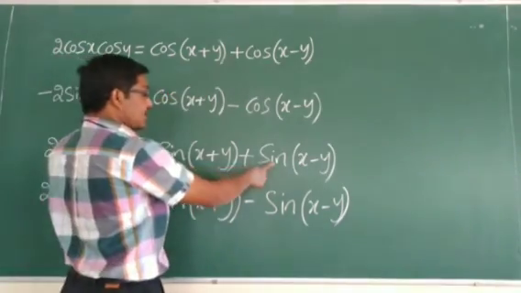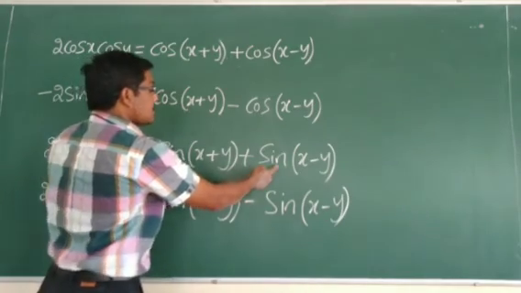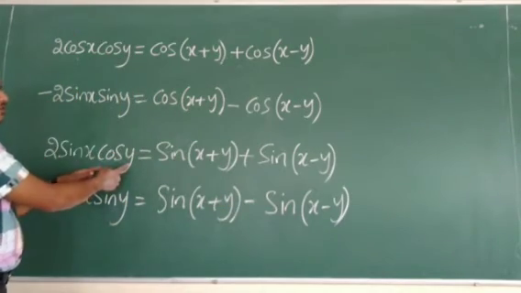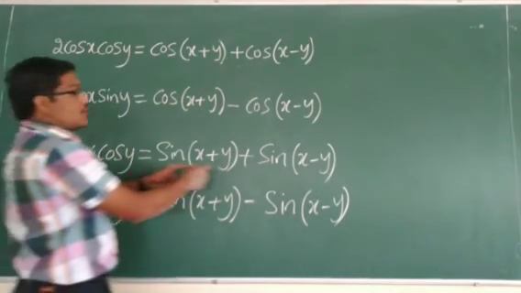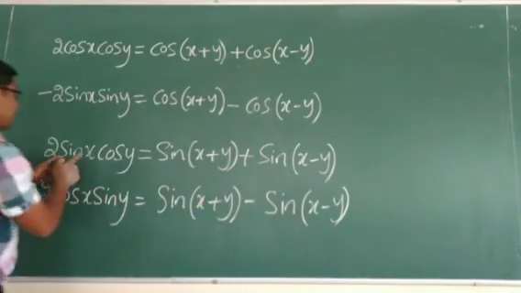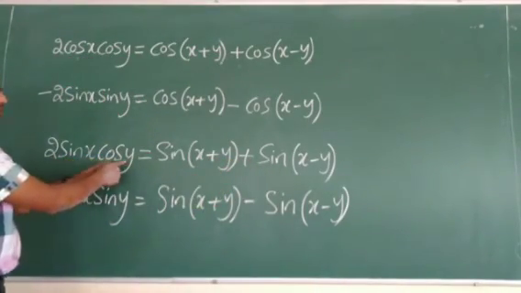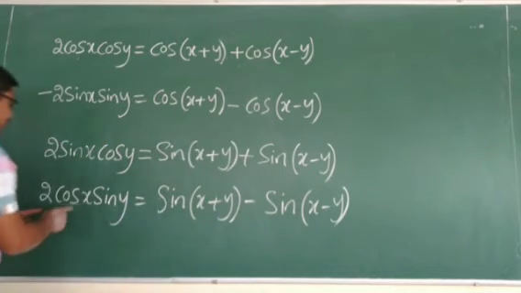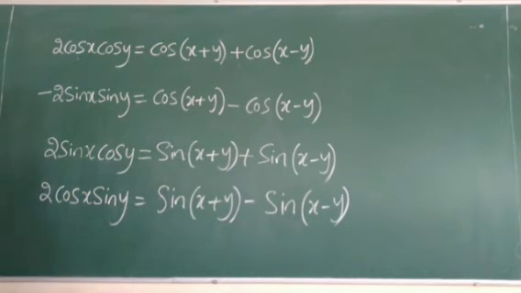And when both are sine, we get one sine and one cos. When it is positive, first is sin x, then cos y. When it is negative, first cos x, then sin y. So these are another set of formulas that we need to remember.